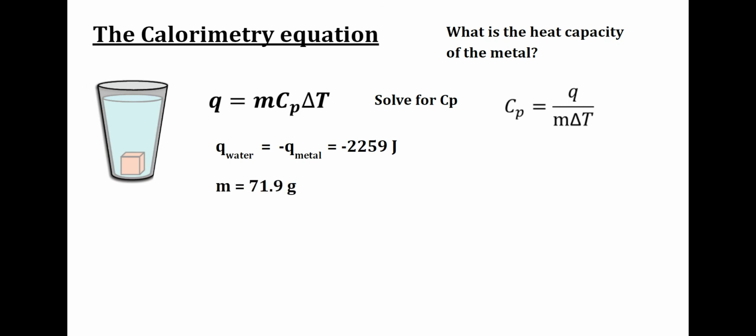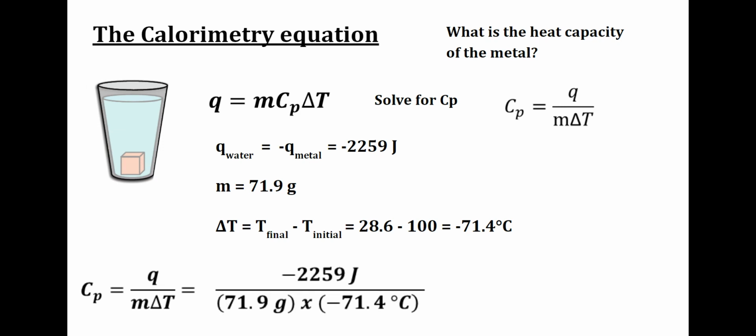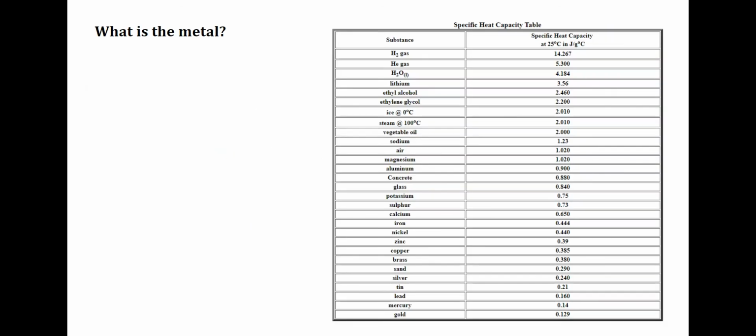The mass of the metal was 71.9 grams. The change in temperature for the metal, 28.6 degrees minus 100 degrees, is negative 71.4 degrees Celsius. Plugging those values into our equation, we get a heat capacity of 0.440 joules per gram per degree Celsius. And when we compare that value to a table of specific heat capacities, we can figure out what metal it was that we placed into the water. In our example, that was nickel.